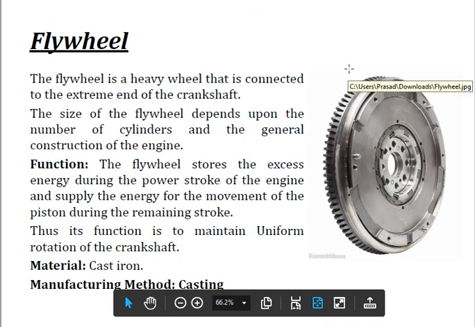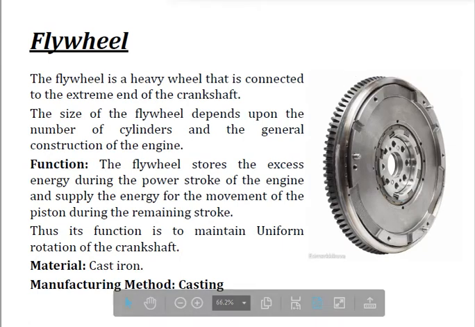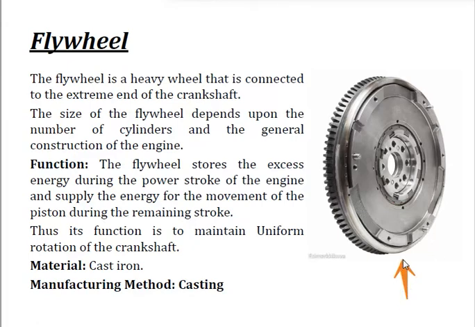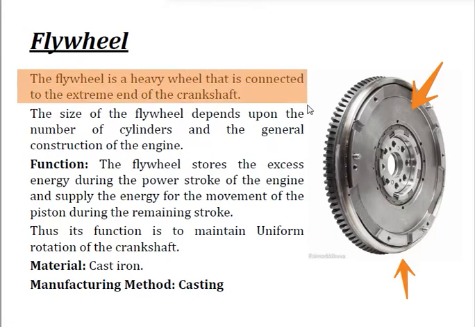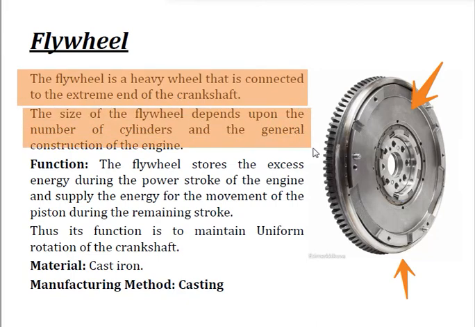The next component we will discuss is the flywheel. Now you can see in this diagram, this is a heavy rotary component which is fitted to the crankshaft. You can see this is a flywheel. Now what is a flywheel? Flywheel is a heavy wheel that is connected to the extreme end of the crankshaft. The size of the flywheel depends upon the number of cylinders and the general construction of the engine.